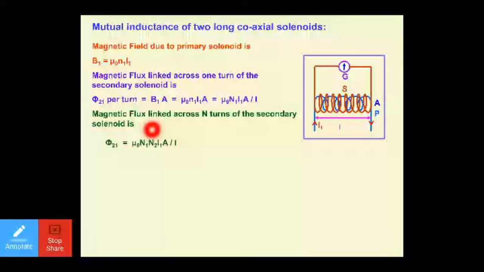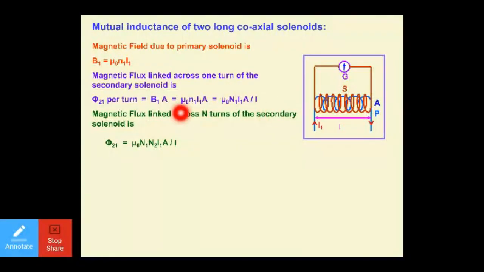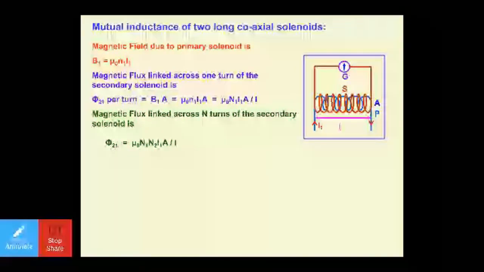Now you'll have to talk about N turns. When you talk about the secondary coil's turns, what you'll do is: phi 21 is equal to mu naught N1 I1 A divided by L, multiplied by N2. Why am I multiplying it with N2? Because this flux which is produced by the primary coil will be associated with each and every turn of the secondary coil. So that is why I am multiplying it with N2.